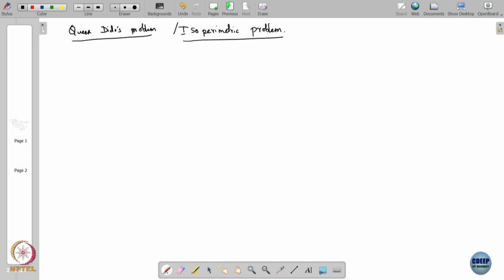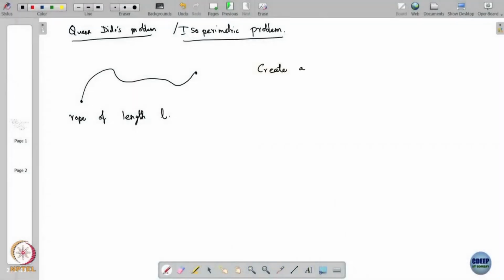So, the problem is the following: you have been given a rope, of a certain length, say L. You are given a rope like this, and you have to create a shape out of this. Create a shape of maximum area.